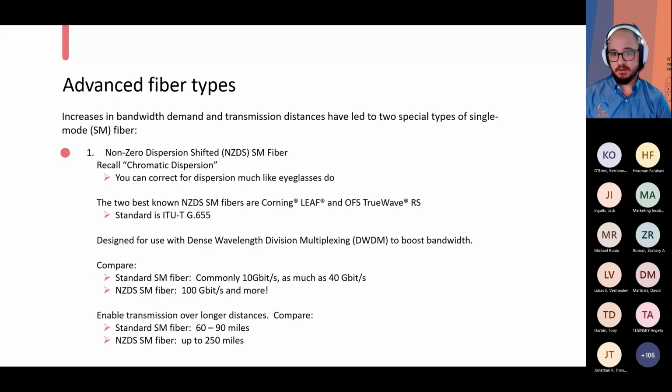The two most common forms of that are Corning LEAF and then OFS TrueWave. And then the standard for this is the G.655. It's designed for use with dense wavelength division multiplexing to boost the bandwidth. And then kind of a comparison to the data carrying: standard single mode fiber can do about 10 gigabits and then up to 40 gigabits. And then the non-zero dispersion shifted fiber can do 100 gigabits and even more. So double and maybe even triple in some cases. And then it enables even longer distances. And so standard single mode, a maximum of 90 miles. And then non-zero dispersion shifted fiber can go up to 250 miles.